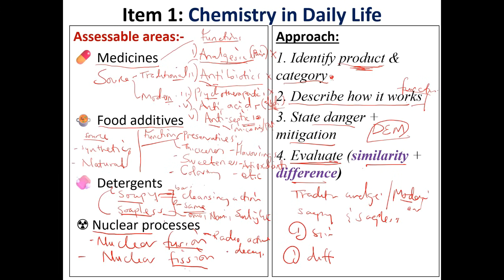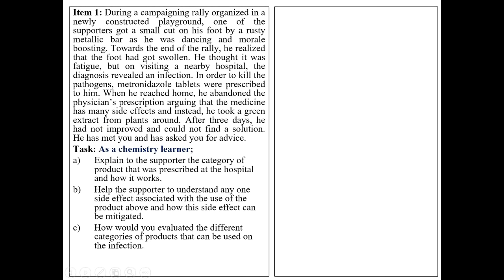So let's dive into an item and see how we can attempt an item under number 1, and we apply whatever we have learned from here. So let's go through this item number 1. This item number 1 is saying that during a campaigning, we have this.